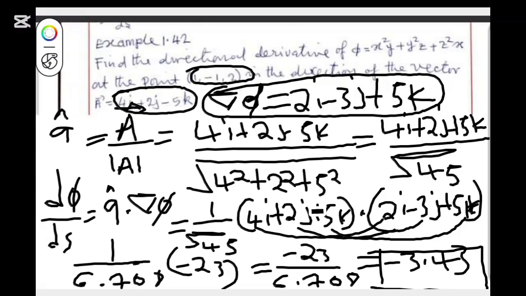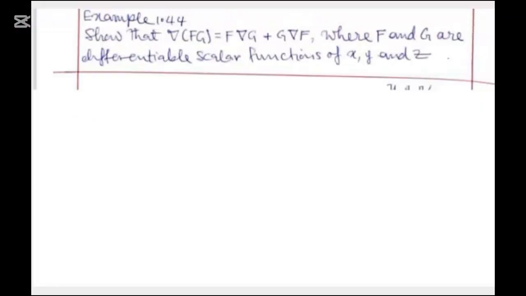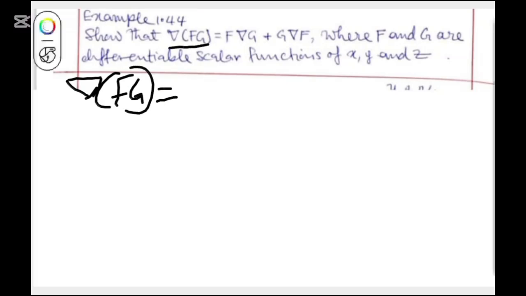So therefore the final solution in this, we show that del fg is the same thing as f del g plus g del f, where f and g are differentiable scalar functions of x, y, and z. So the first thing that I'm going to do, I have to say solution del fg, which is the same thing as, as we all know, the gradient.